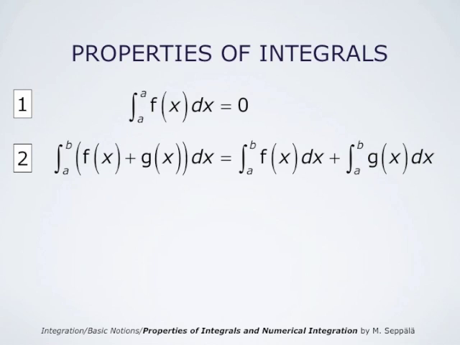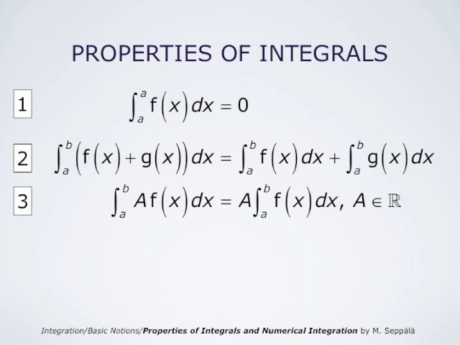We have also observed that the integral of a sum is the sum of integrals, that is, the integral from a to b of f(x) plus g(x) dx equals the integral from a to b of f(x) dx plus the integral from a to b of g(x) dx. Then we have observed property number 3, the integral from a to b of a times f(x) dx is a times the integral from a to b of the function f. And this is valid for all numbers a. So a multiplicative constant can be taken outside of integration.